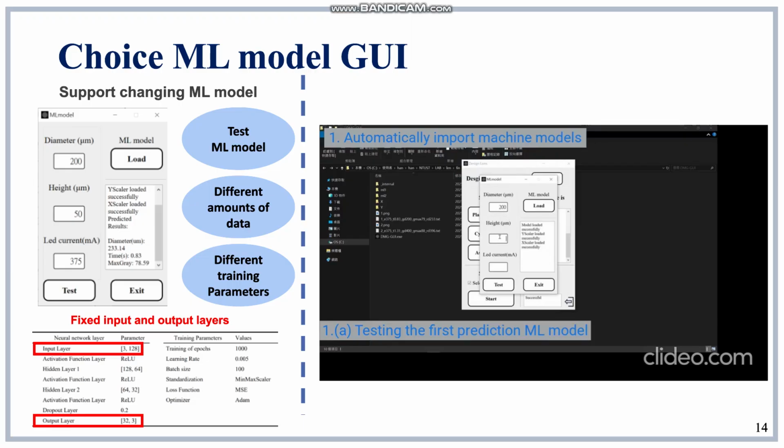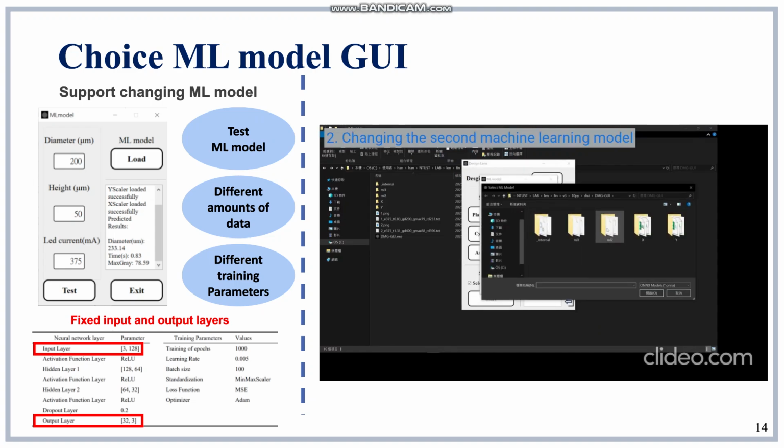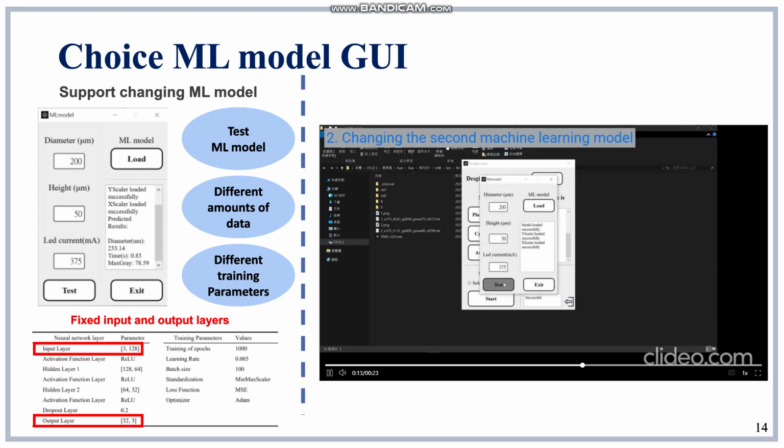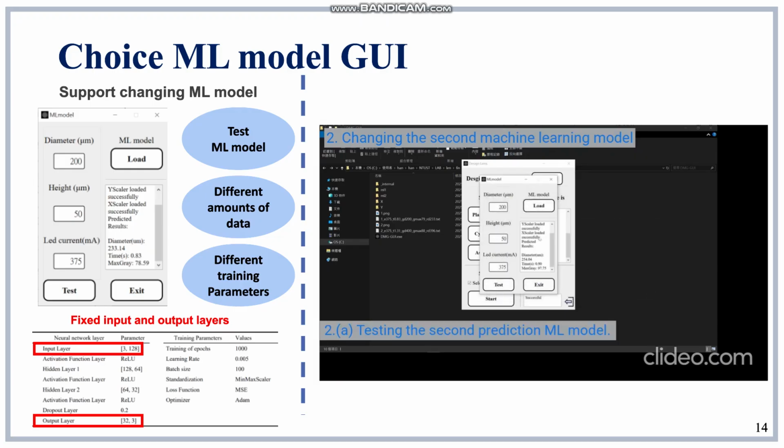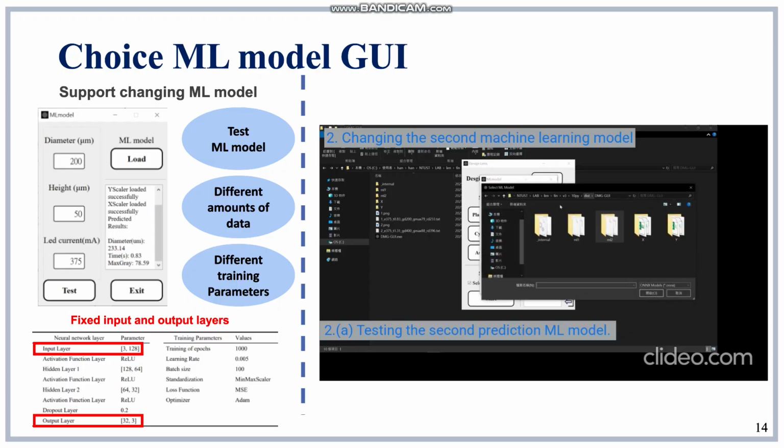Here we're testing the first prediction. We input it in test, and it shows the model successfully predicts the diameter and everything.